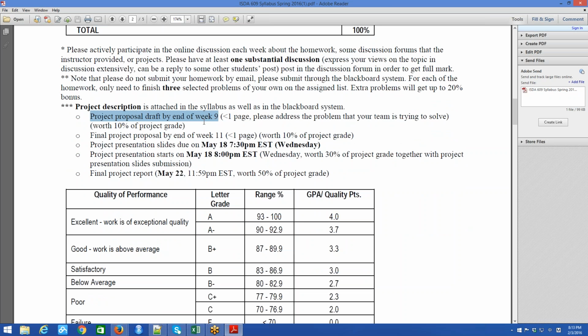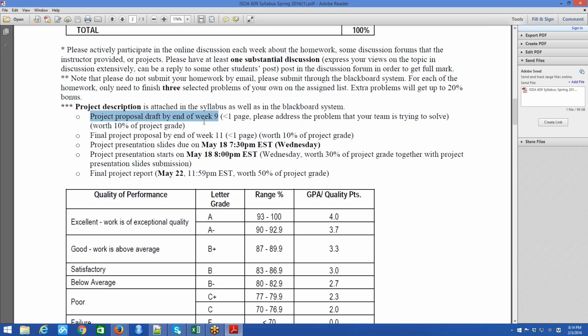Maybe your scope is too large or a little bit small. Then I'll try to give some suggestions so that you can finalize it by the end of week 11. Each of those two would be worth 10% of the project grade. Then project presentation slides are due on the date that we present, which is half an hour before the presentation starts. Presentations would start on May 18th.